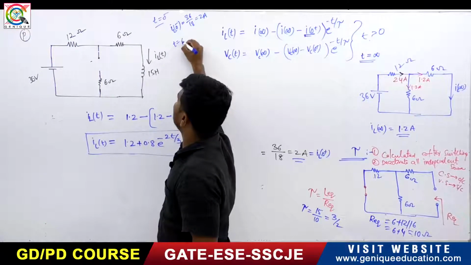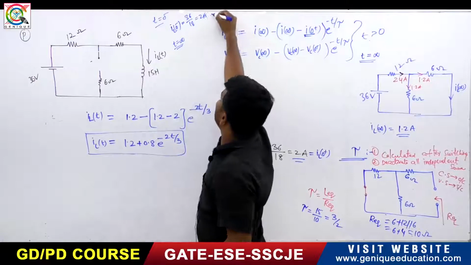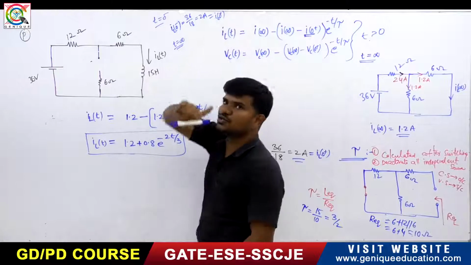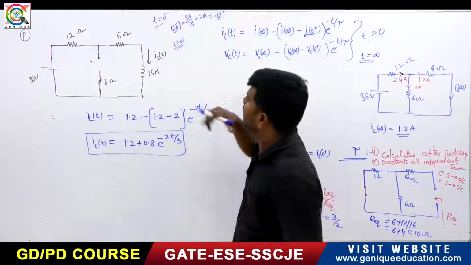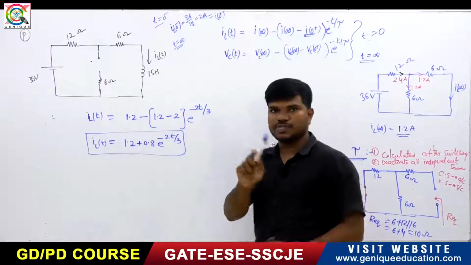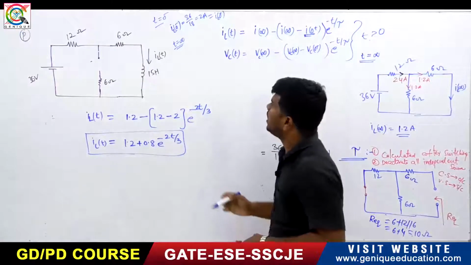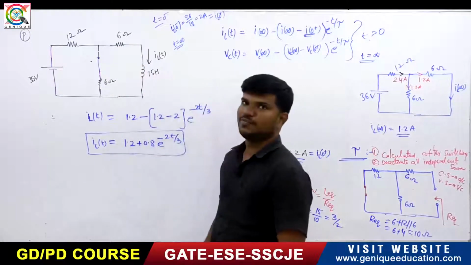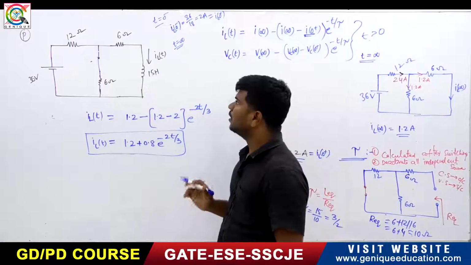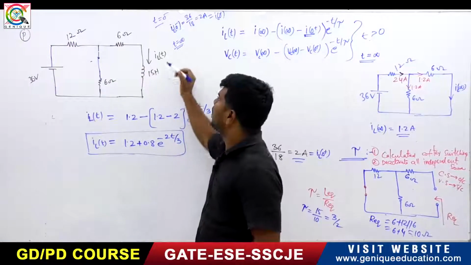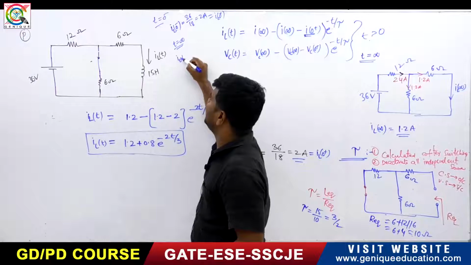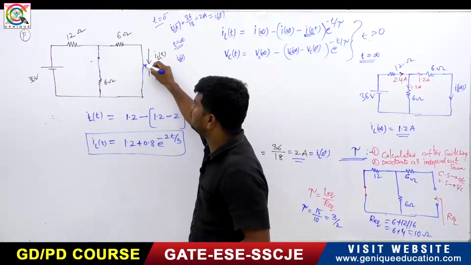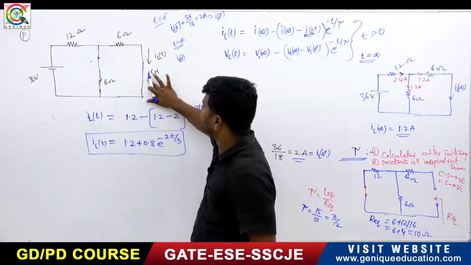Now at t is equal to infinity. IL of 0 minus is equal to IL of 0 plus. This is the thing you should understand: the current in the inductor just before switching is equal to just after the switching. At t is equal to infinity, now what happens? The switch is closed. So if the switch is closed, what will be IL of infinity? At t is equal to infinity, the inductor is short circuited.